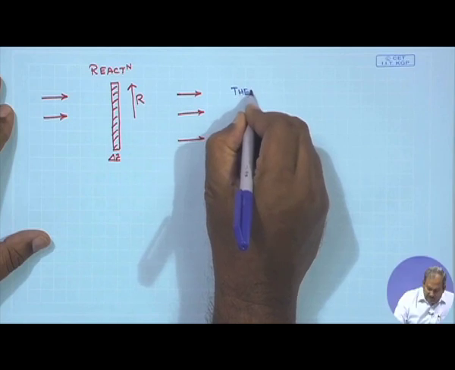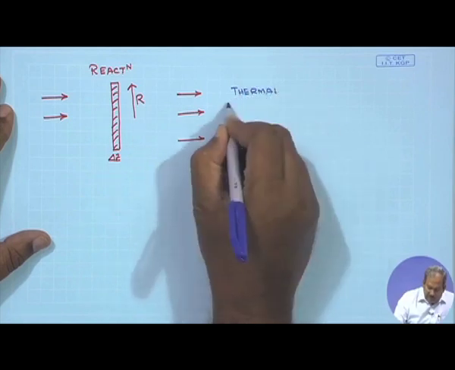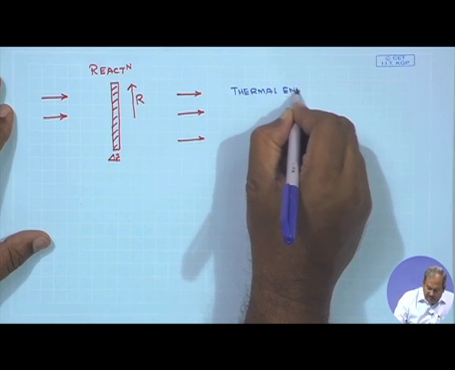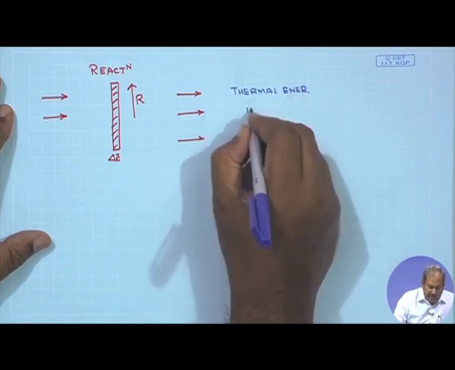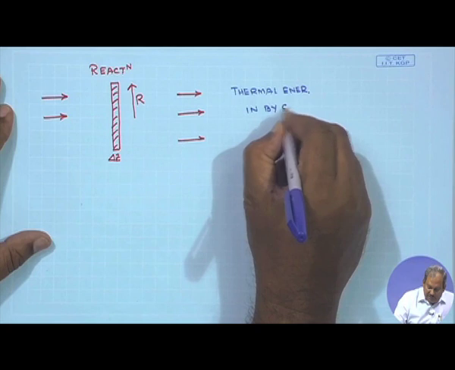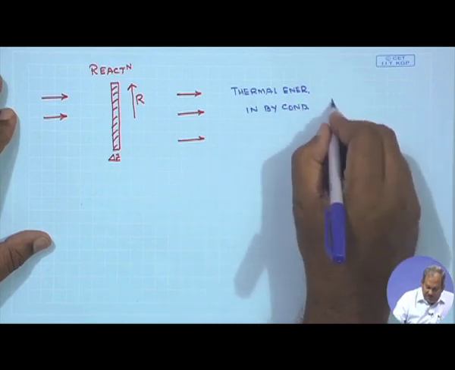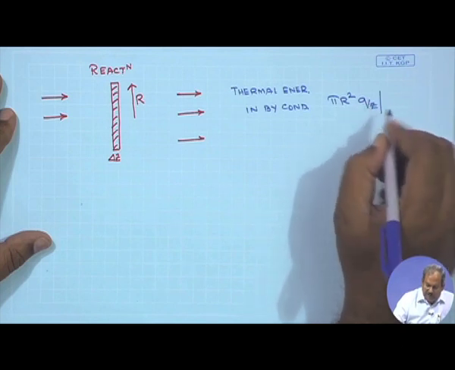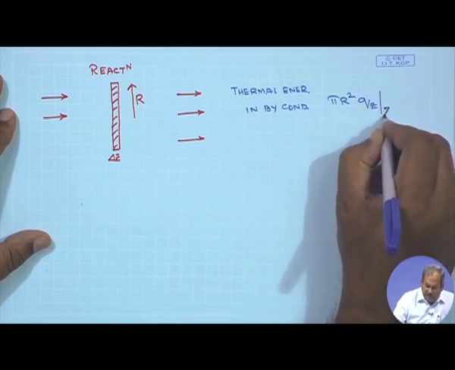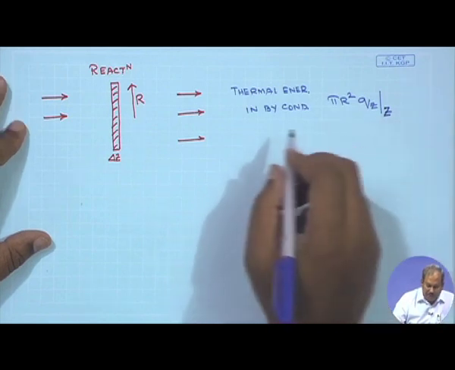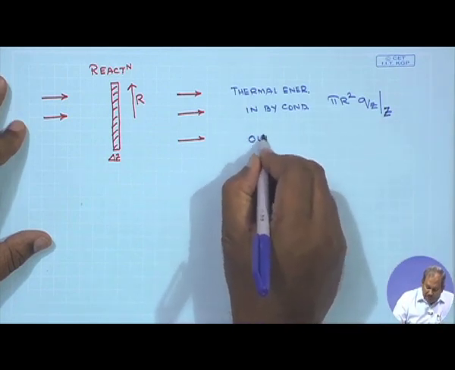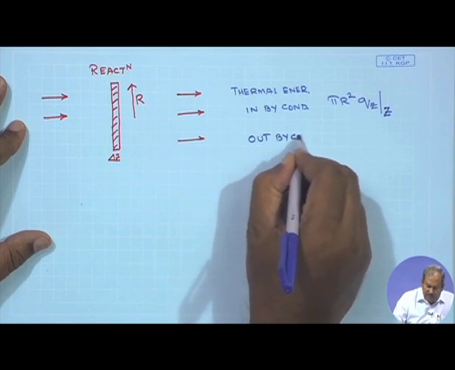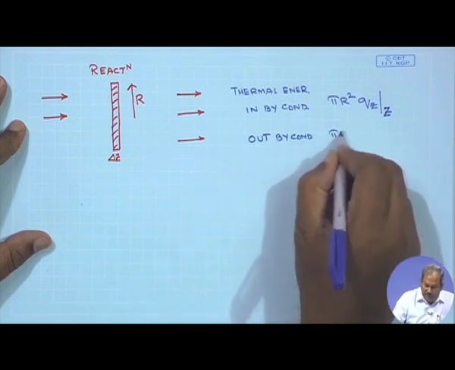The amount of heat which comes in by conduction through the face of the disc, the left hand side of the disc, would simply be equal to the area times the conductive heat flux. The area is simply pi r square, and we denote the conductive heat flux by Q suffix Z, evaluated at a location Z. So, the thermal energy in by conduction would simply be equal to area pi r square times Q Z, the conductive heat flux evaluated at location Z, and the thermal energy out again by conduction would simply be equal to the same thing.